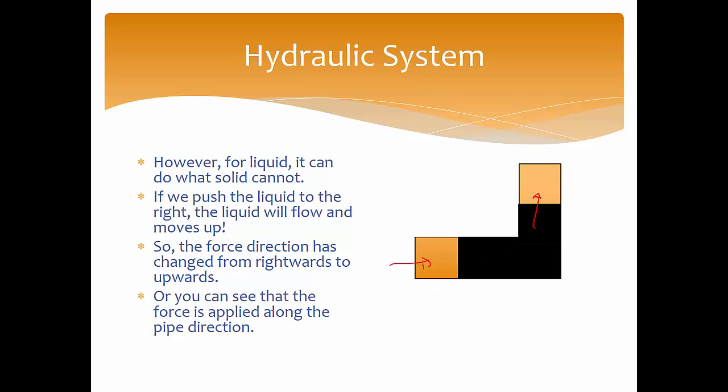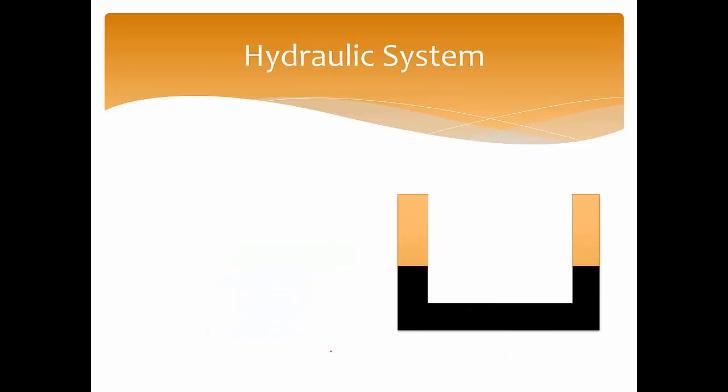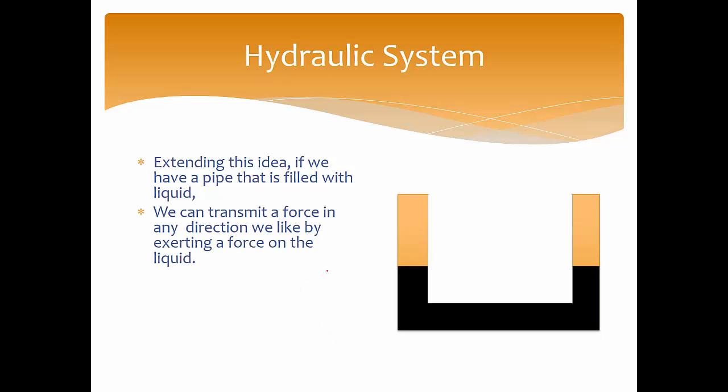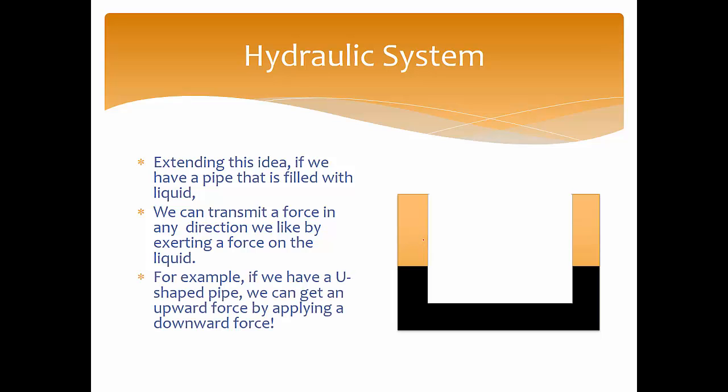You can see that the force is applied along the pipe direction. So if your pipe goes this way, of course the force will be going downwards, or if it is reversed, the force will go this way. So that's what is meant by force is applied along the pipe direction. Extending this idea, if we have a pipe that's filled with liquid, we can transmit the force in any direction that we like by exerting a force on this liquid. So if you have a U-shaped pipe, you can apply a downward force to get an upward force. If you apply it this way, the liquid will rise.